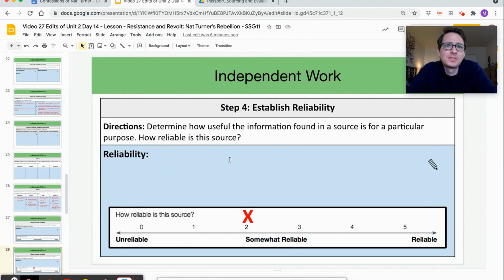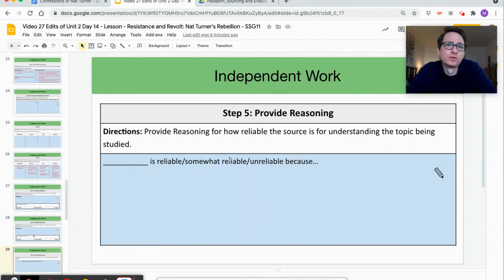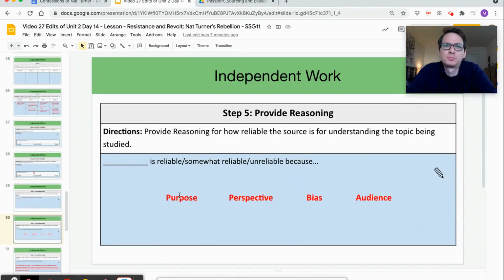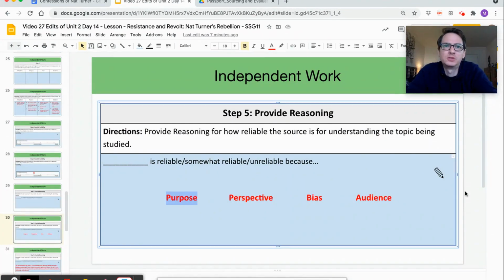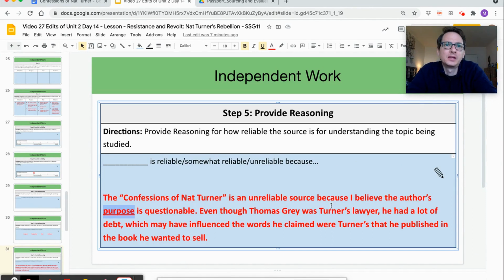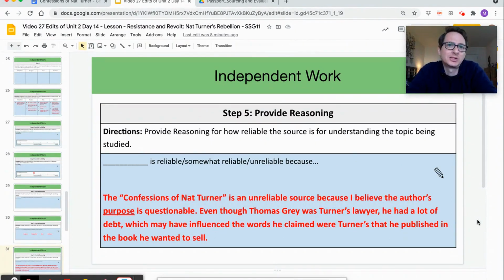The last step is for you to provide your reasoning for this decision. When you do this, you should pick at least one of these 4 factors that you want to anchor your explanation in. For me, it was Gray's purpose that was the main factor that led me to believe it was fairly unreliable. So my rationale is going to focus on that. And here's what I ultimately came up with, which explains my concern about how his debt may have influenced what was included in this book.